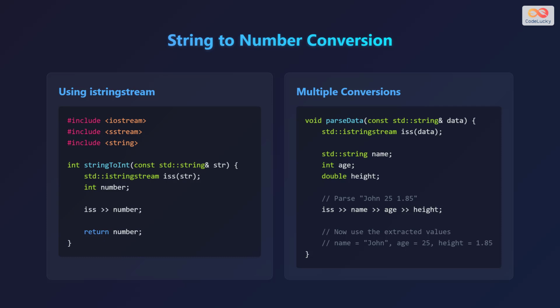You can also perform multiple conversions from a single string using istringstream. The function parseData takes a constant string reference as input. Inside the function, we create an istringstream object iss, initialized with the input data. We declare a string variable name, an integer variable age, and a double variable height. We then use the extraction operator to parse the name, age, and height from the istringstream. The istringstream automatically handles the conversion from string to the appropriate data type.